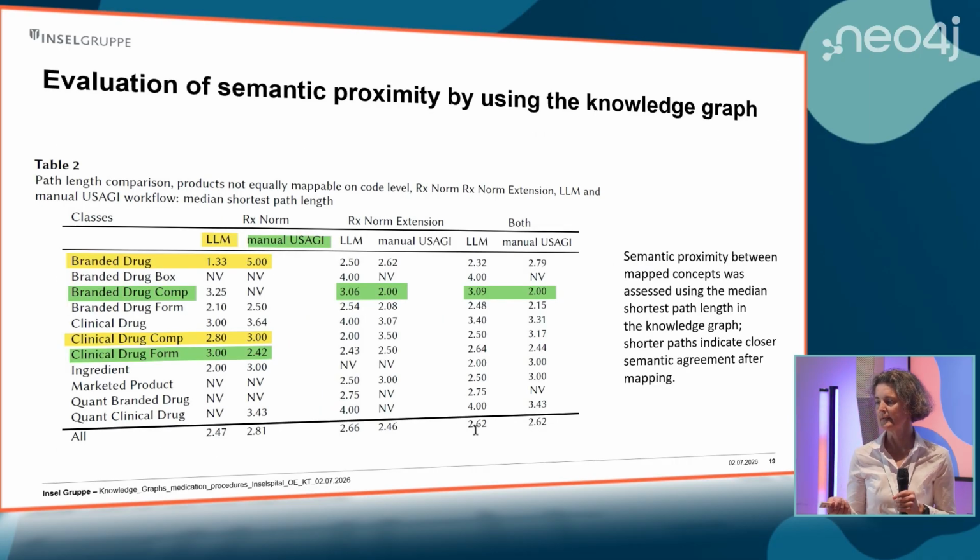So in the end, we could show that for the different models and for the different RxNorm versions, the extension and the standard version, and the different classes, we had differences in path length, which showed us that the proximity of the mapping and the granularity differed between the two models.